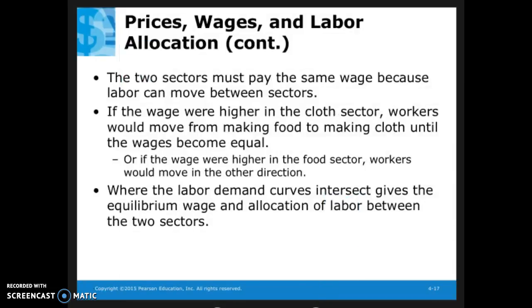The two sectors must pay the same wage because labor can compete between the two sectors. This is because of the competitive market assumption we make. If the wage were higher in the cloth sector, workers would move from making food to making cloth until the wages become equal again. Where the demand curves intersect gives us the equilibrium wage and allocation of labor between the two sectors.